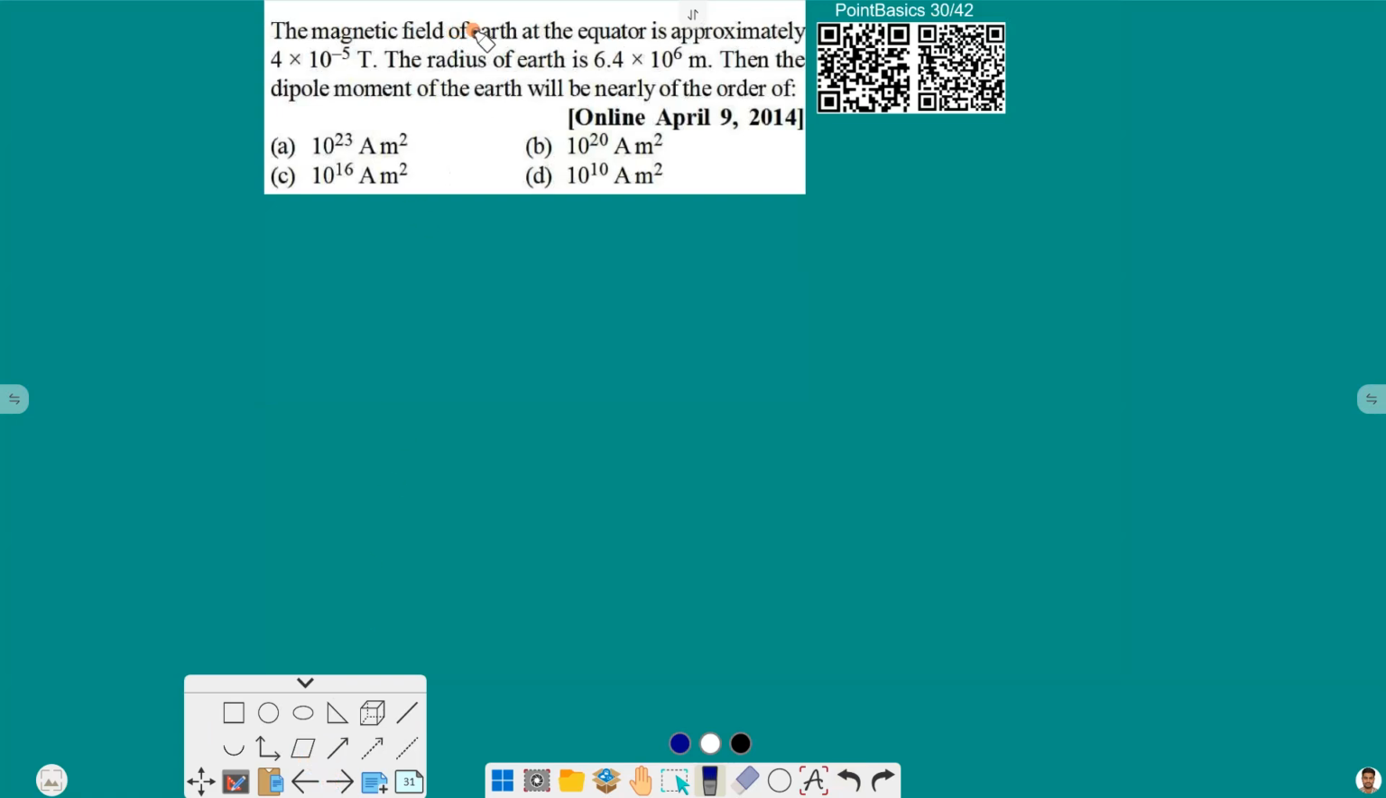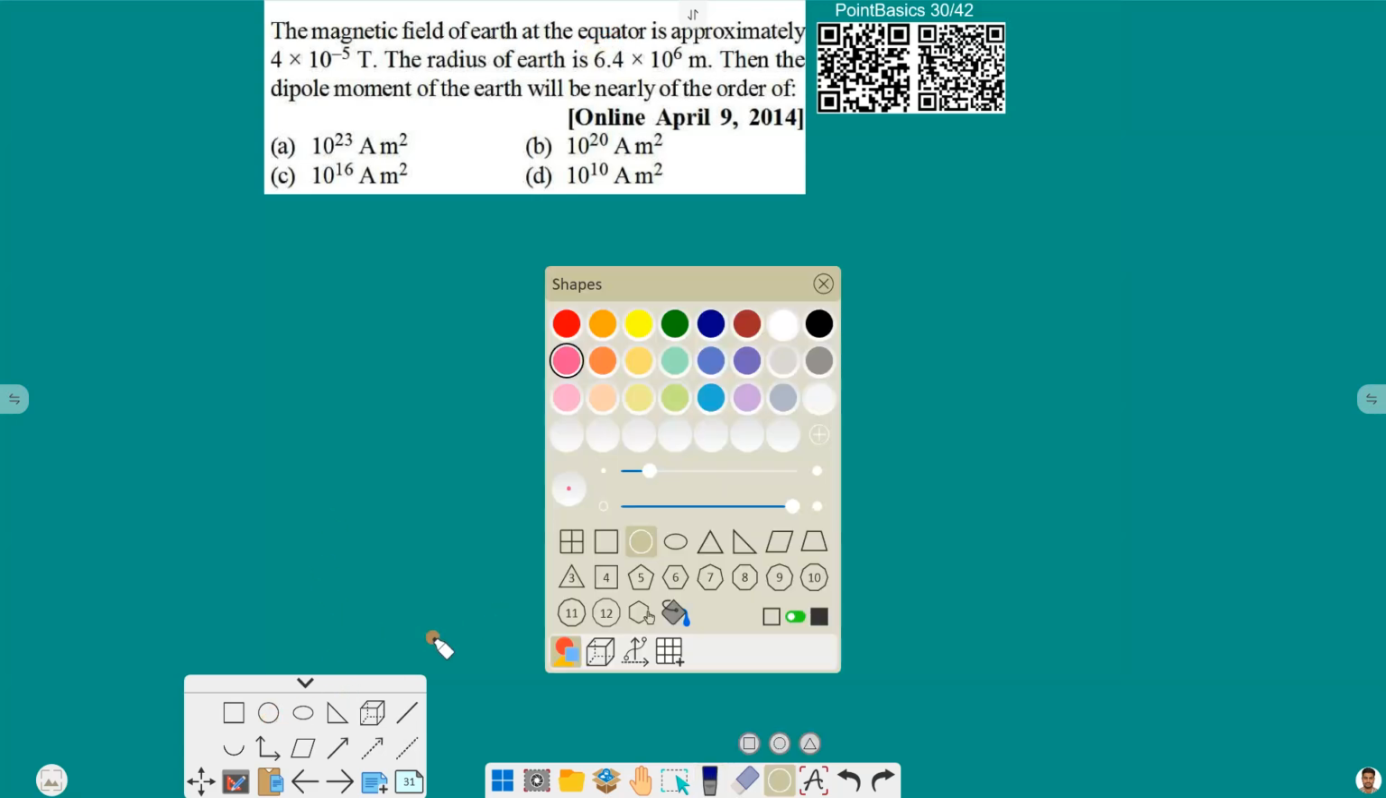The magnetic field of the earth at the equator is approximately this, and the radius of the earth is mentioned. Then we have to find out the dipole moment of the earth. The moment of the earth is nearly of this order, and this field is given at the equator. So let me draw first. A 3D representation might be helpful.